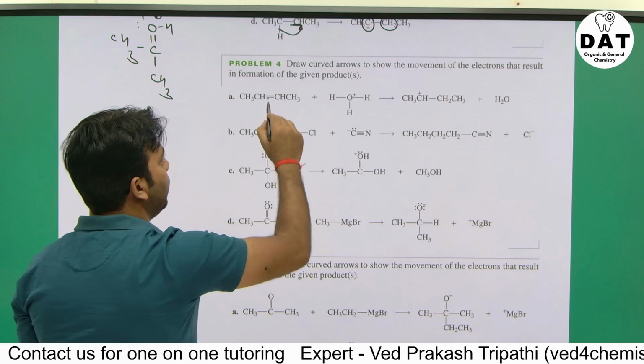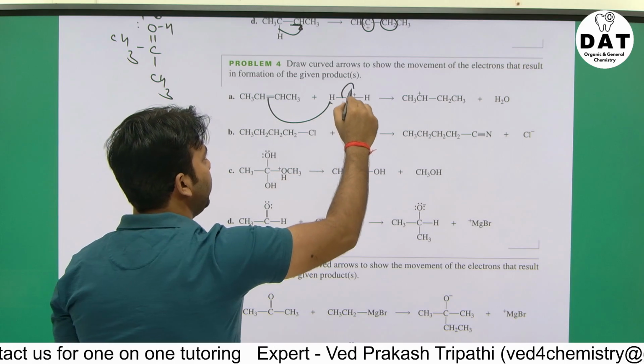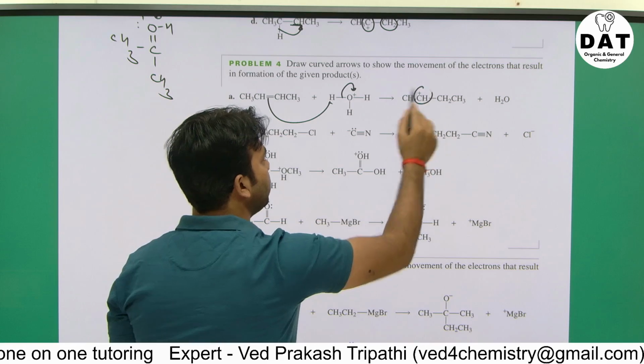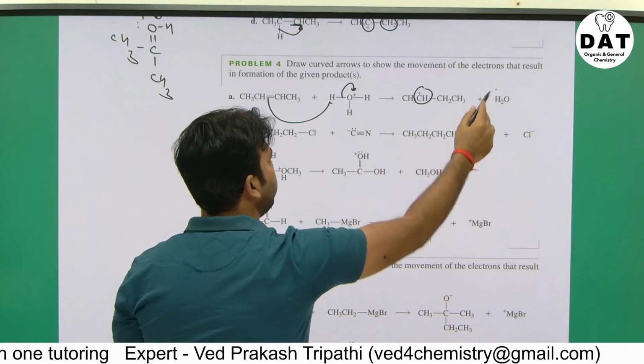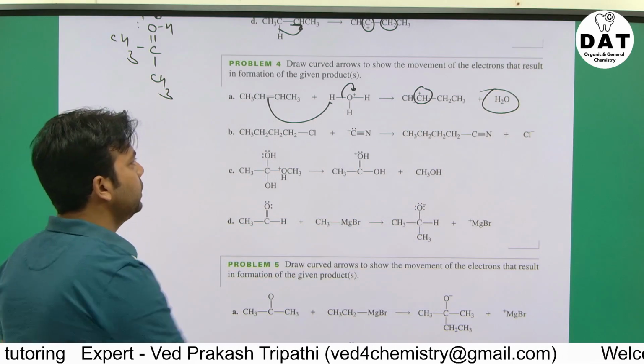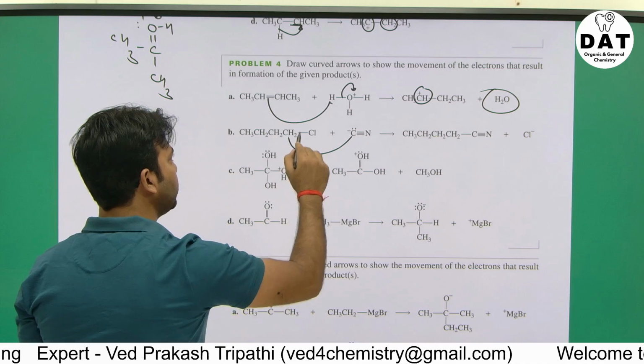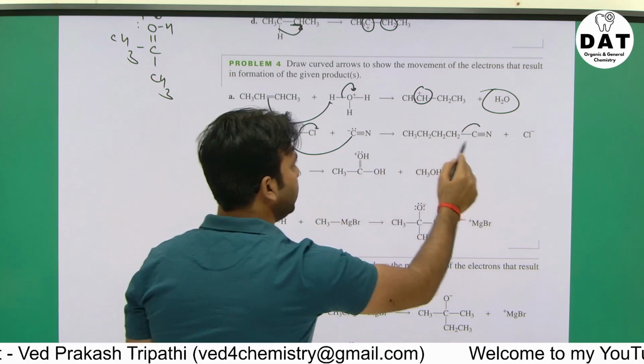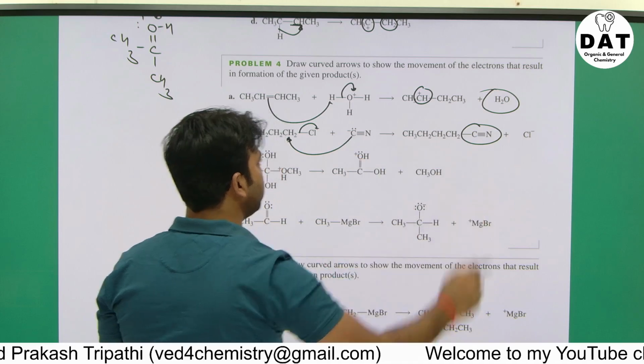Again same here, it attacks over here, it breaks like this. So that's why you have a carbocation here and this is water as a leaving group. Same here, nucleophile attacks over this carbon, Cl leaves. That's why CH2 is bonded with this CN and Cl leaves.